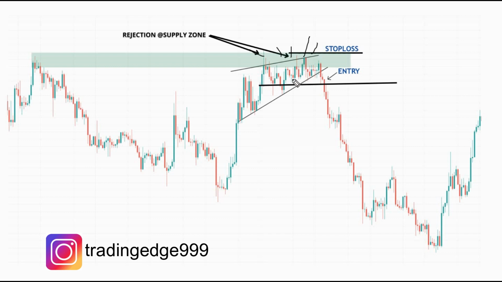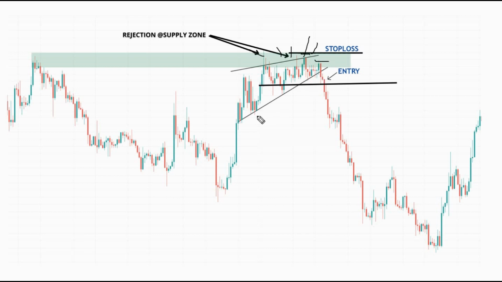Buyers are trying their best, but sellers are equally strong, and that's why after making a lower high, it broke this important trend line support and also the last swing low. So this is an indication that bulls have given up and bears have taken control over the market. So we'll enter here, stop loss here, and see the huge downside momentum after that.